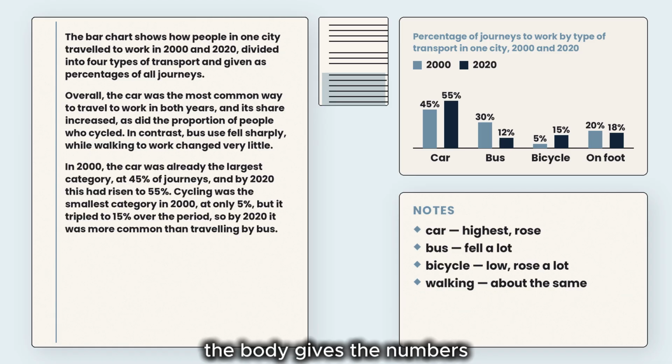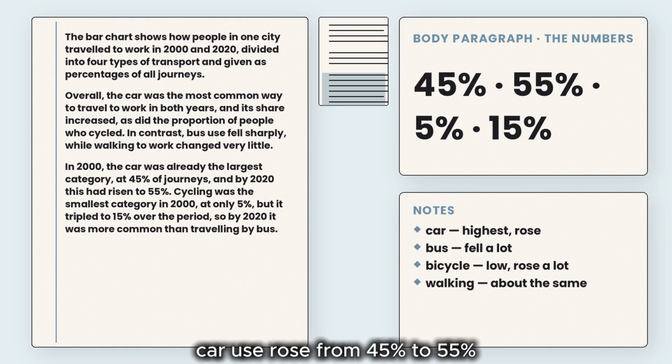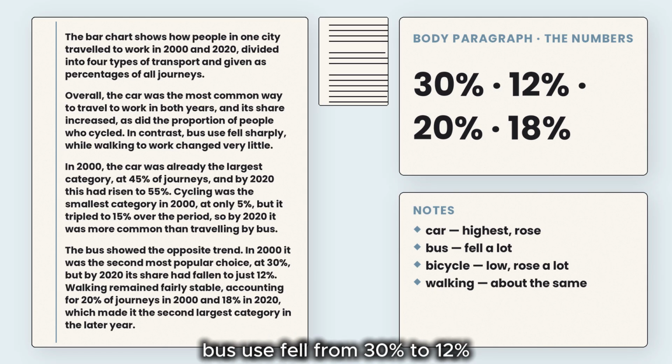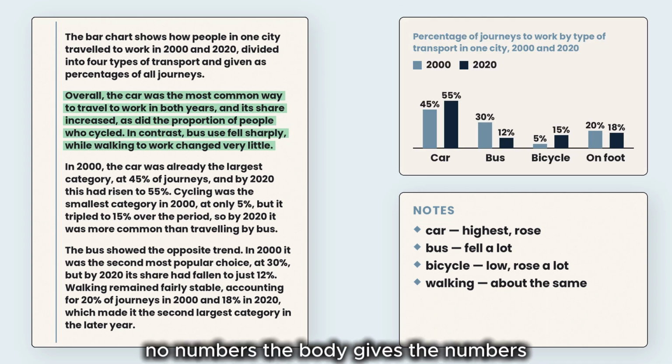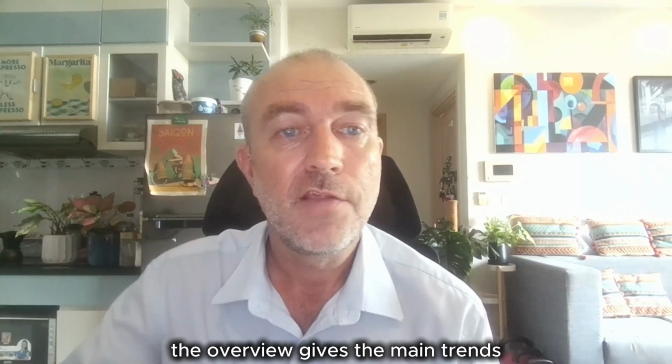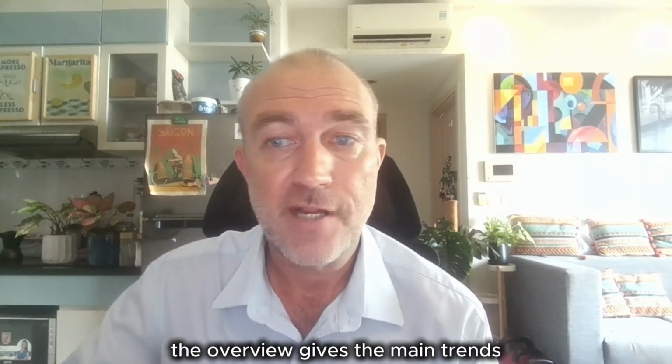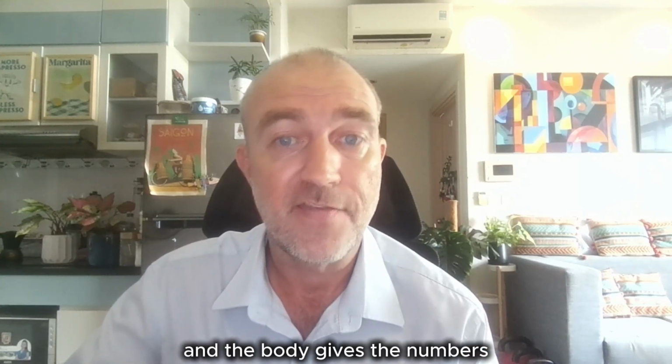The body gives the numbers. Car use rose from 45% to 55%. Cycling rose from 5% to 15%. Bus use fell from 30% to 12%. Walking fell from 20% to 18%. One overview, 4 trends, no numbers. The body gives the numbers. The overview gives the main trends and the body gives the numbers.